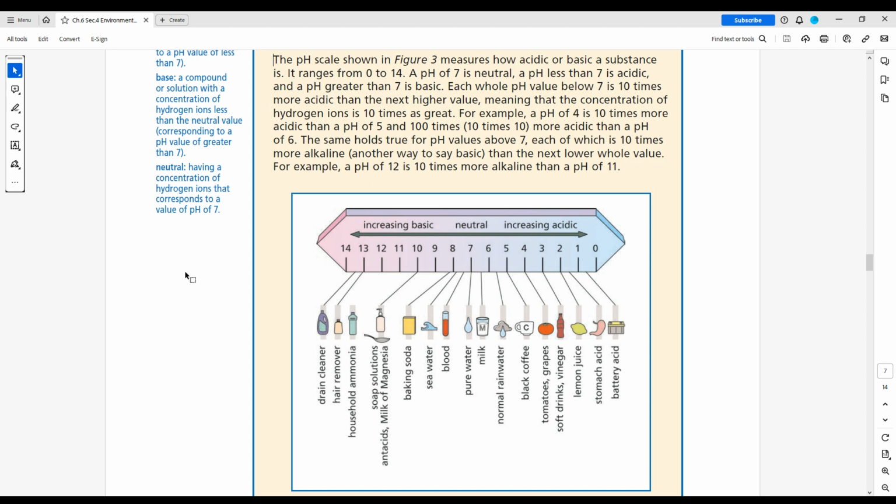The same holds true for pH values above 7, each of which is 10 times more alkaline, another way to say basic, than the next lower whole value. For example, a pH of 12 is 10 times more alkaline than a pH of 11.